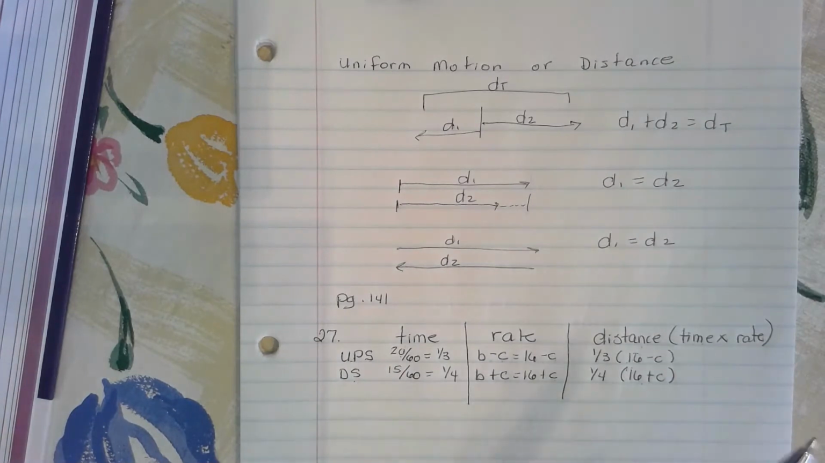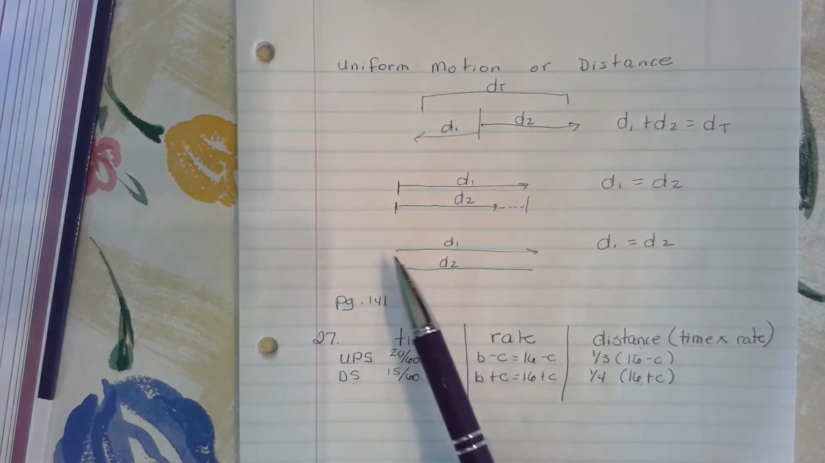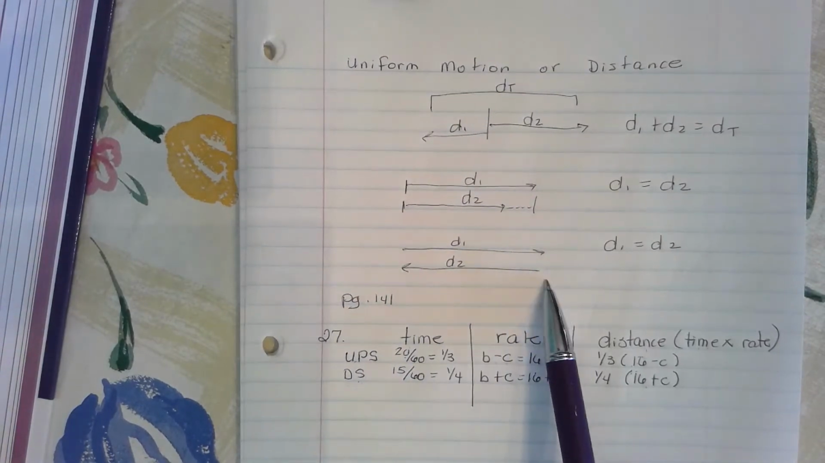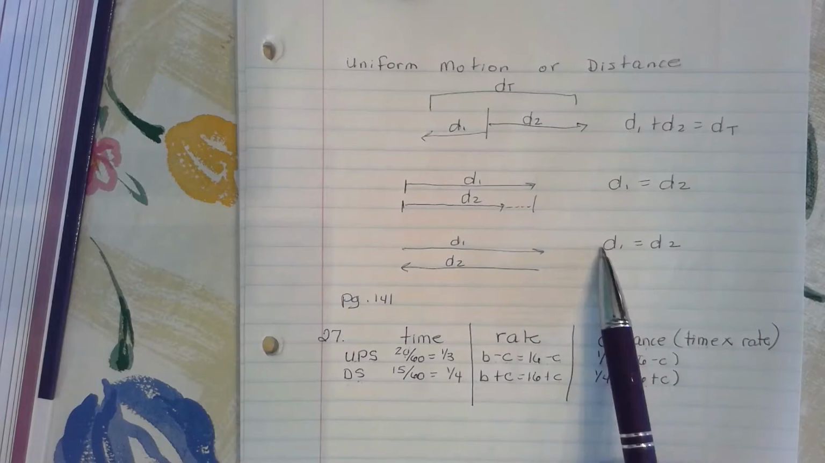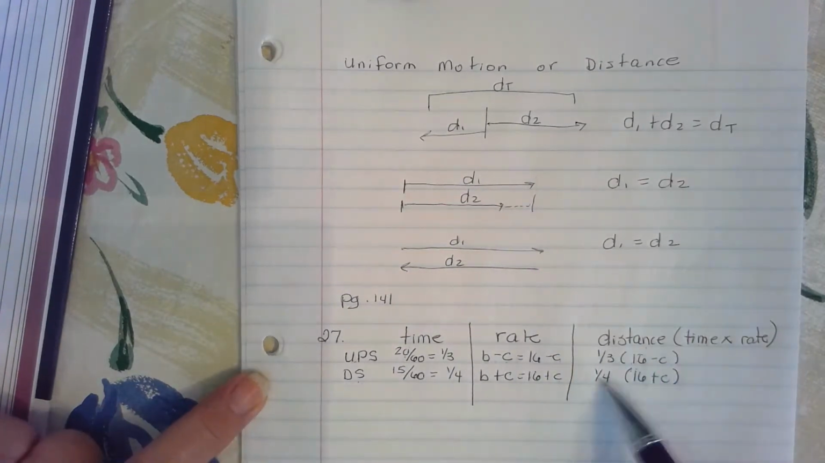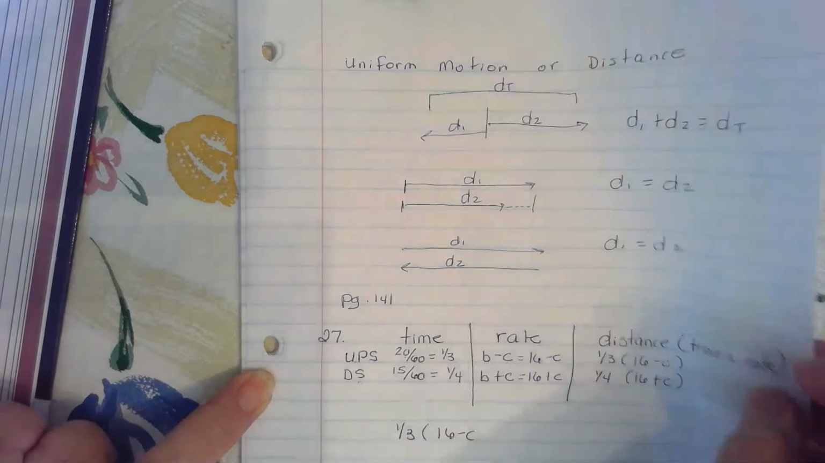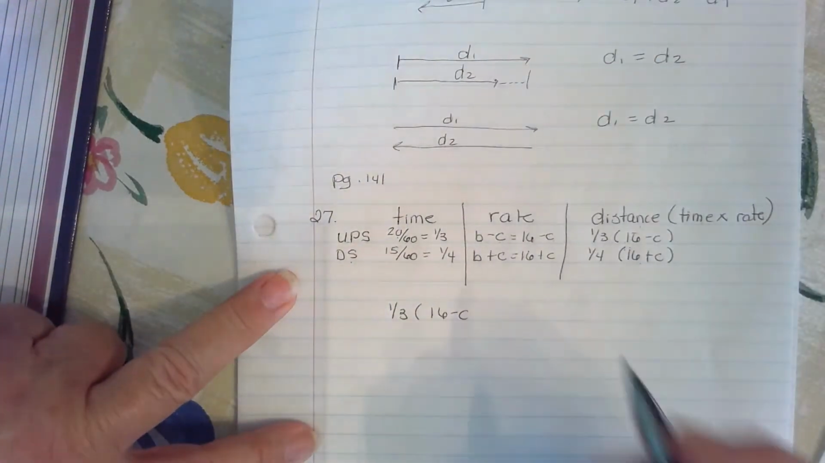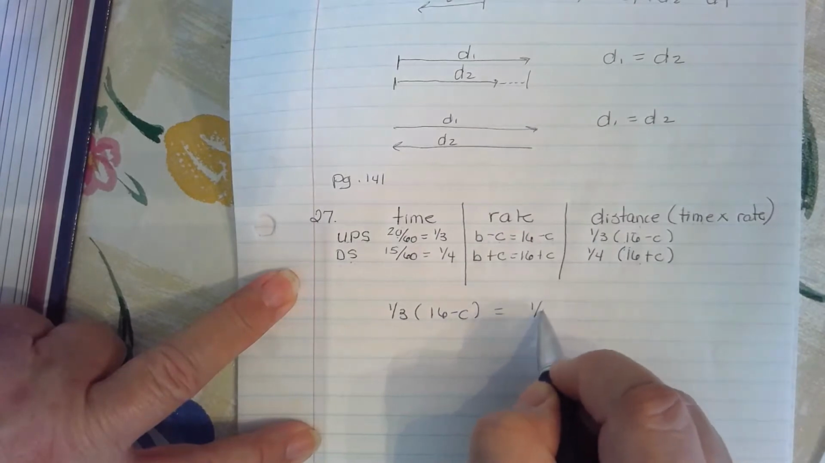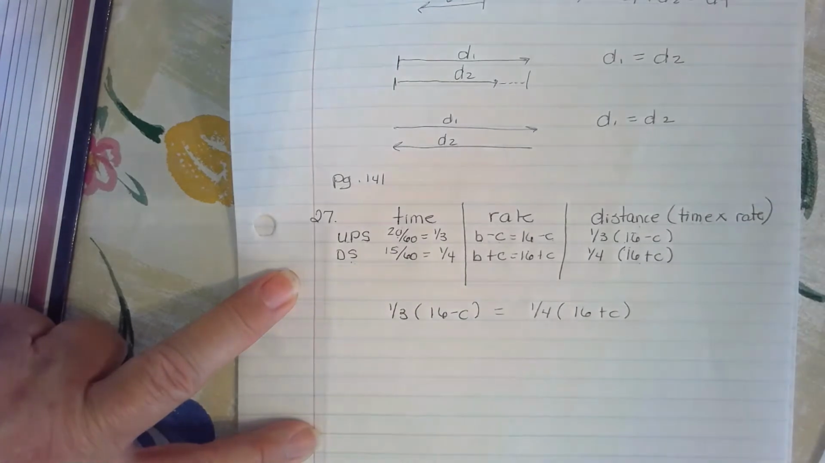Now I have to decide which one of these three scenarios it is. And in this case, the boat is going upstream and then coming back downstream, so the two distances have to be the same. So I'll take these two distances, 1/3 times 16 minus C, and 1/4 times 16 plus C, and that's how I get my equation, making those two distances equal.